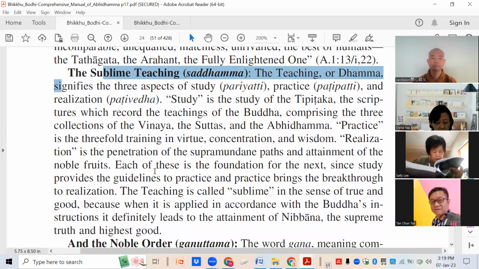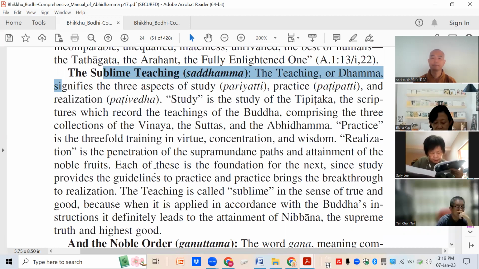The sublime teaching, Sad Dhamma. The teaching, or Dhamma, signifies the 3 aspects of study, pariyatti, practice, patipatti, and realization, pativedha. Study is the study of the Tripitaka, the scriptures which record the teachings of the Buddha, comprising the 3 collections of the Vinaya, the Sutras, and the Abhidharma. Practice is the threefold training in virtue, concentration, and wisdom. Realization is the penetration of all supramundane paths and attainment of the noble fruits. Each of these is the foundation for the next.